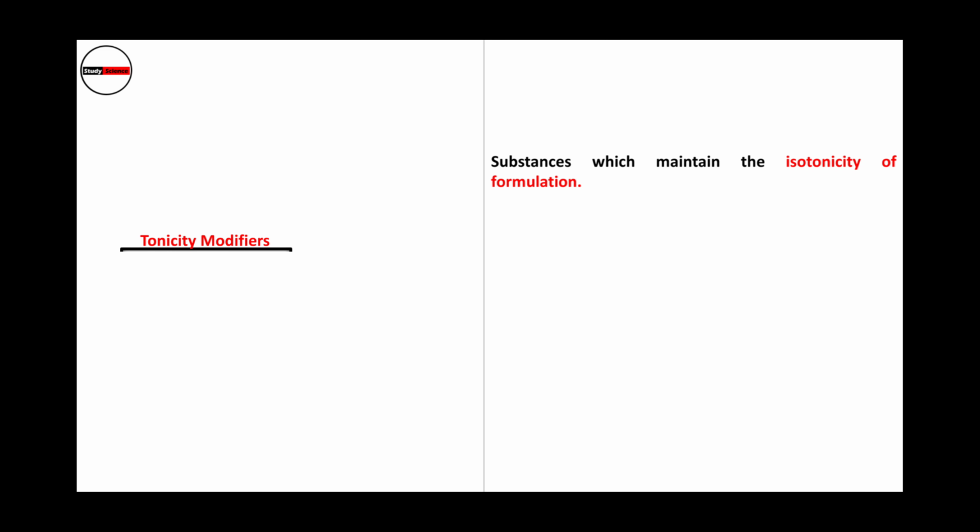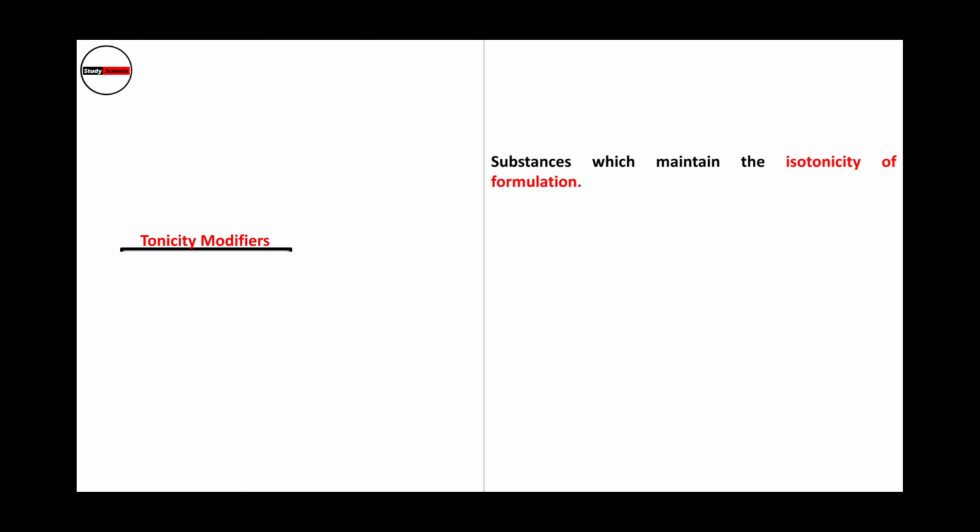The next additive which we use in parenterals is tonicity modifiers. The role of tonicity modifiers in parenterals is to maintain the isotonicity of the formulation. Friends, if the solution becomes hypotonic, it will cause plasmolysis, or the shrinking or bursting of the cell. To avoid this, we add tonicity modifiers into the parenteral formulation.